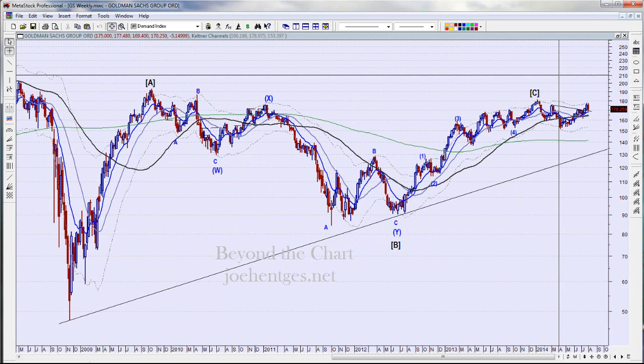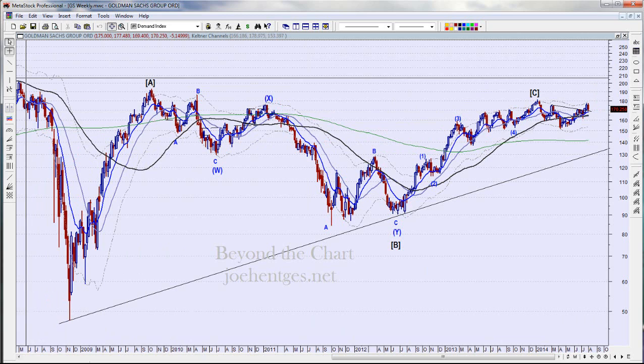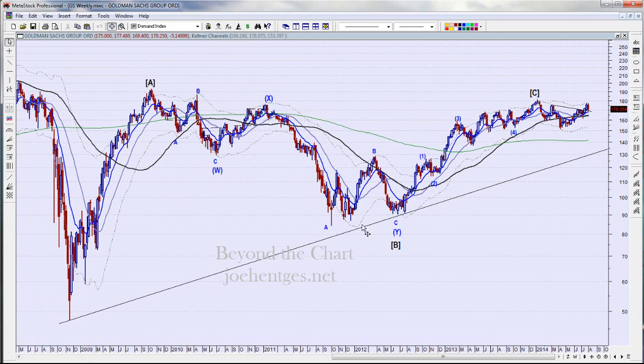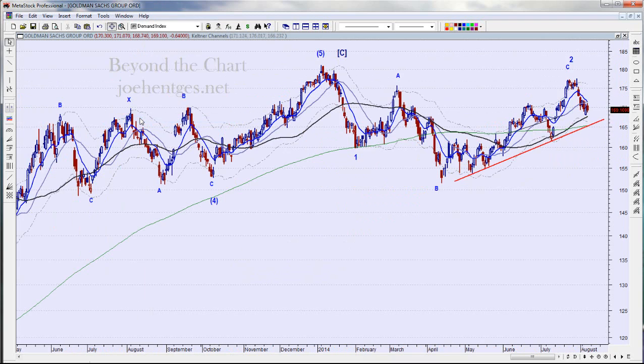Because remember, we're assuming our direction is down, and that this is corrective action, just like an A, B, C correction, and then we're going to go back down. So now I'm looking at C, and I think we've had 5 waves up here into the top of C. 5 intermediate waves up, we've got a primary wave C, and now I think we're getting ready to roll over. And so here's where we're at with the top of C.